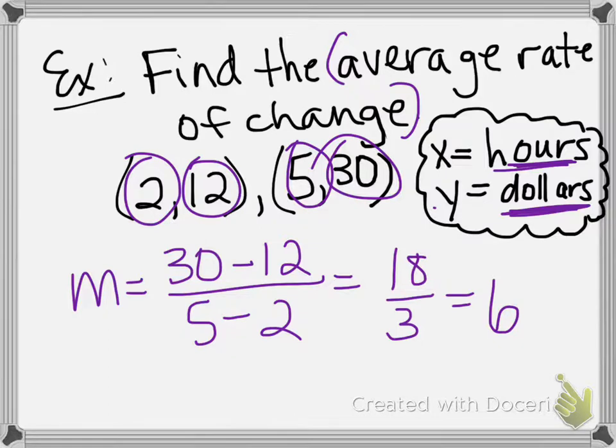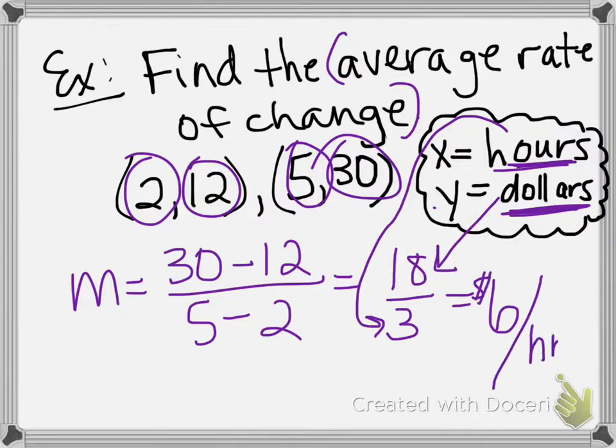Okay? Remember that our dollars go with the top and our hours go with the bottom. So this means $6 per hour. So the average rate of change for this information was 6, and with our x being hours and our y being dollars, that means $6 per hour. That's kind of like when you get paid at your job. Some people make $6 per hour, which is not a very good amount of money to make.